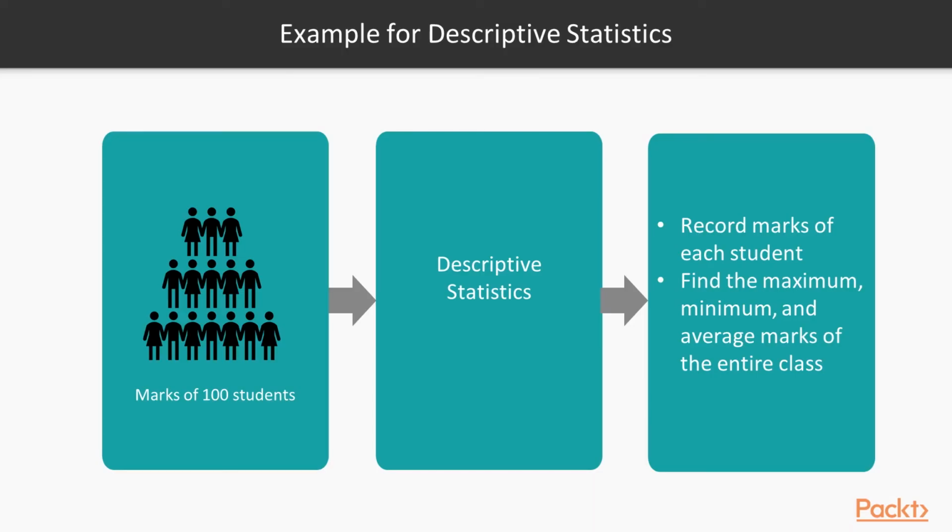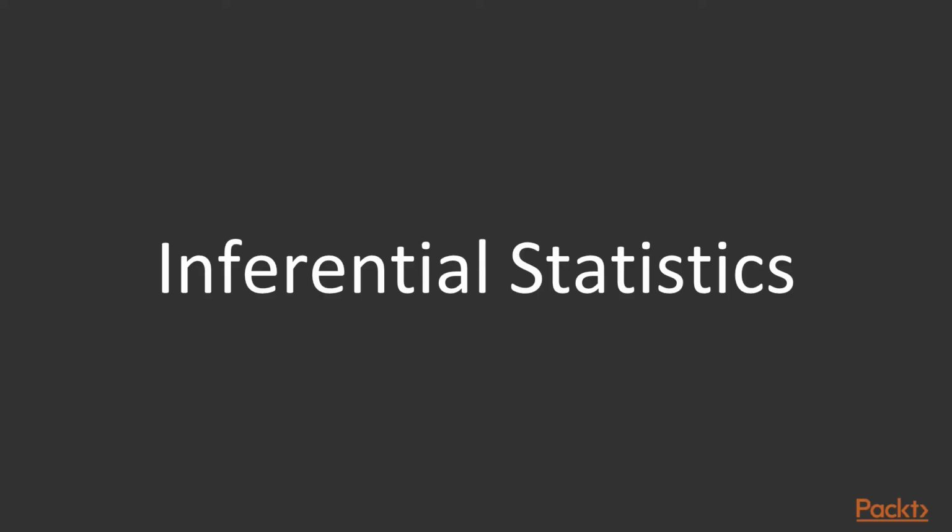The final output or results are depicted in the form of graphs, tables, or charts. For example, suppose you have marks of 100 students and you are interested in the overall performance of these students. Descriptive statistics provides the tools to define data. In this example, using descriptive statistics, you would record marks of each student, find the maximum, minimum, and average marks of the entire class. Now let's have a look at inferential statistics.